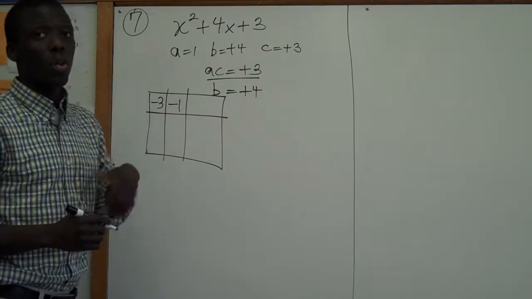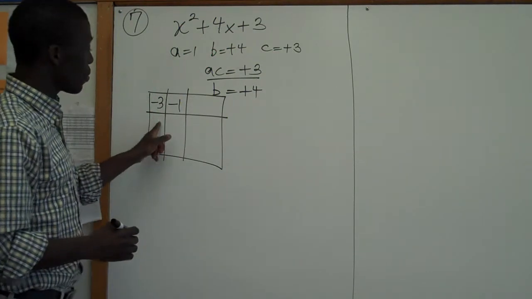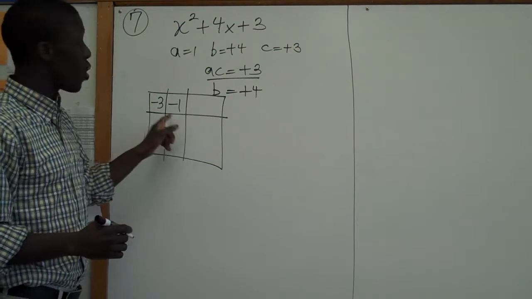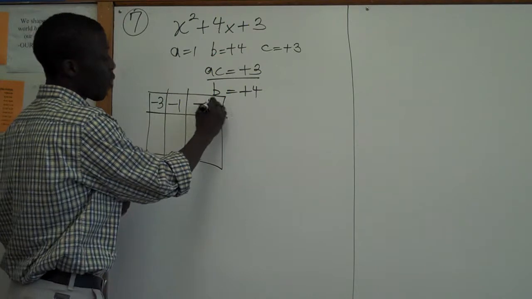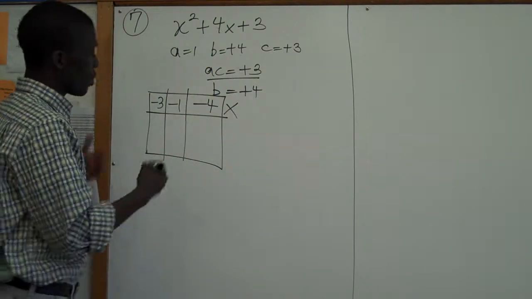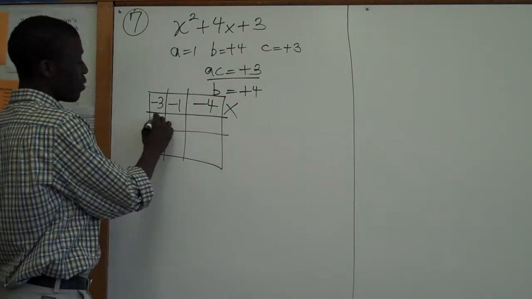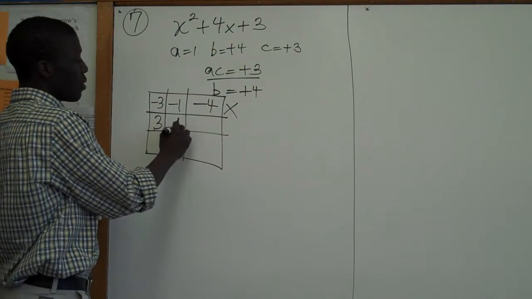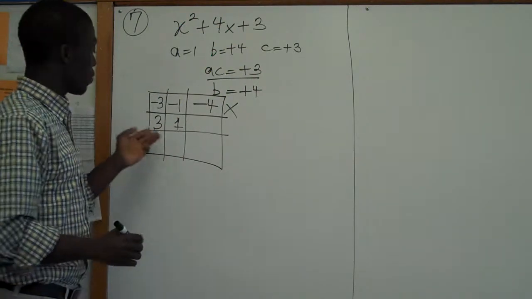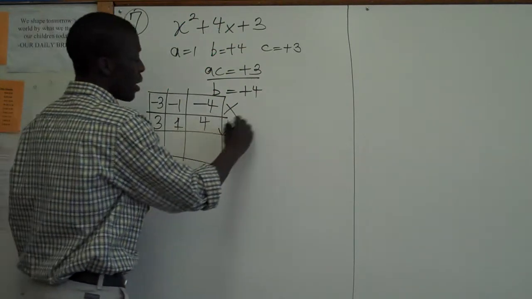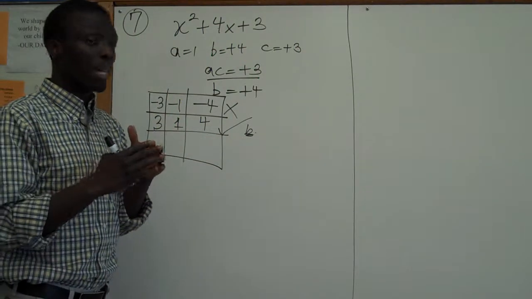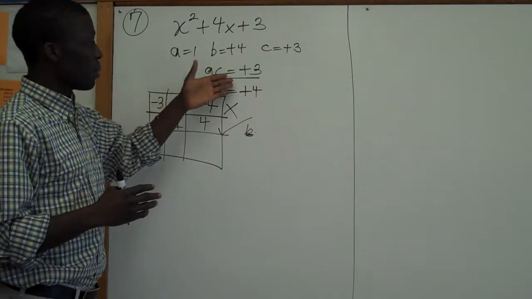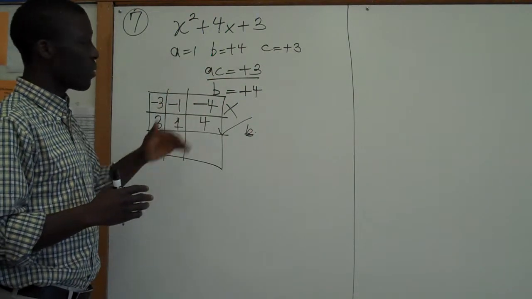Minus 3 times minus 1 will give you plus 3, but minus 3 plus minus 1 would give you minus 4. And that's not what you want. So the next one you would think about maybe would be 3 and 1. 3 times 1 is 3, and 3 plus 1 is 4. That's B right there. We found two numbers that when we multiply them together give us plus 3, and when we add them give us plus 4.